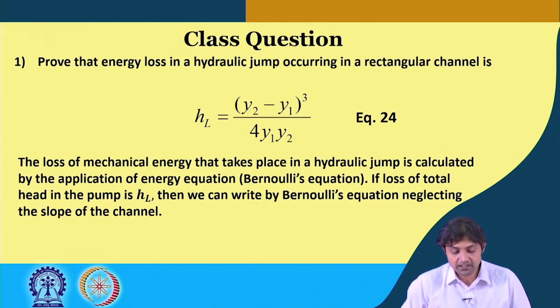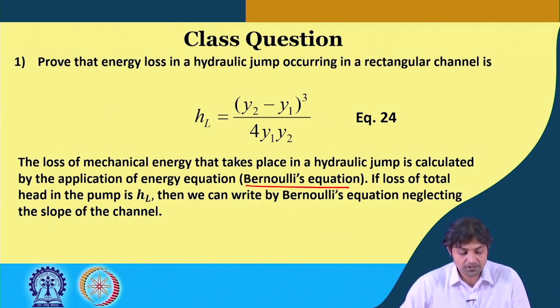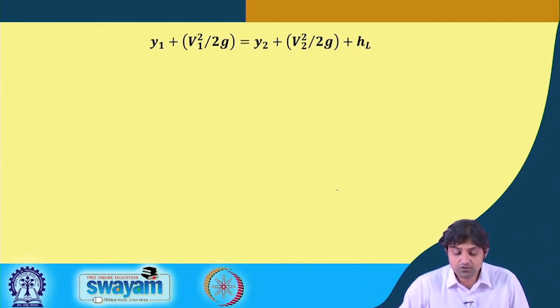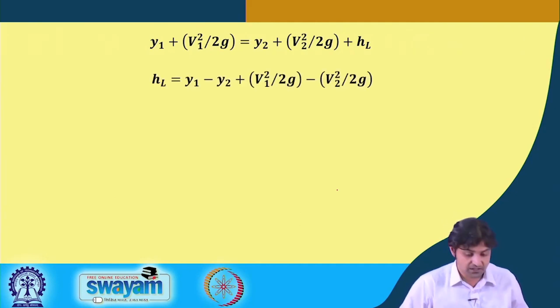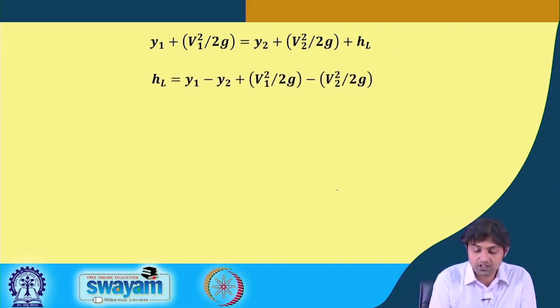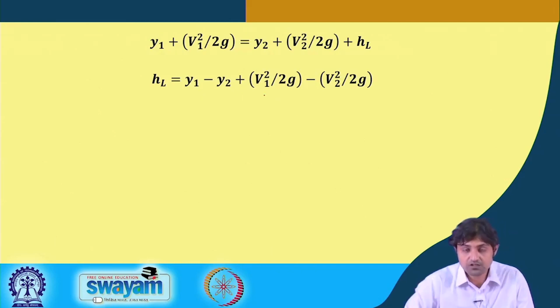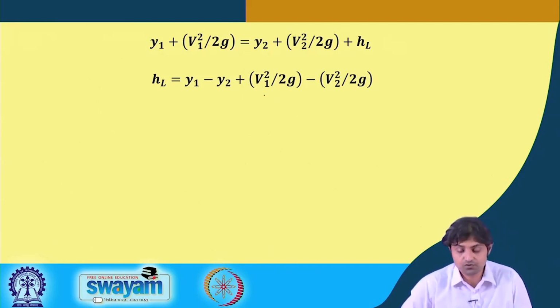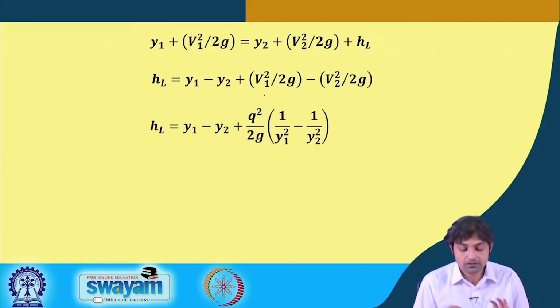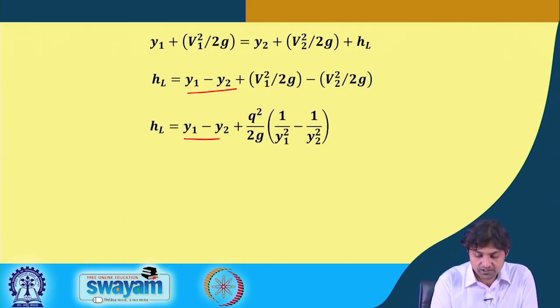The loss of the mechanical energy that takes place in a hydraulic jump is calculated by the application of the energy equation, Bernoulli's equation. If the loss of total head in the jump is HL, then we can write by Bernoulli's equation, neglecting the slope of the channel, y1 plus v1 square by 2g is equal to y2 plus v2 square by 2g plus head loss. This is what we generally write. So, head loss can be written as y1 minus y2 plus v1 square by 2g minus v2 square by 2g.